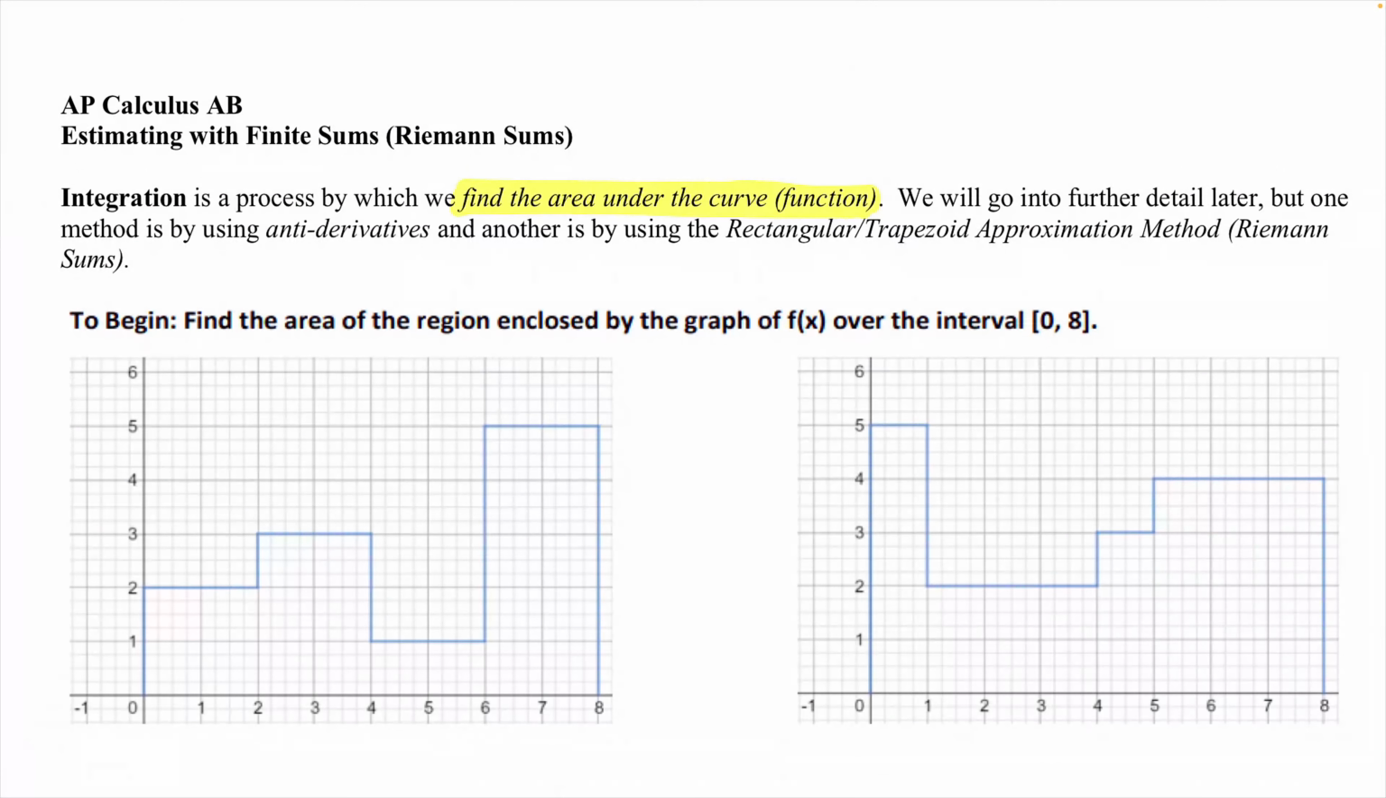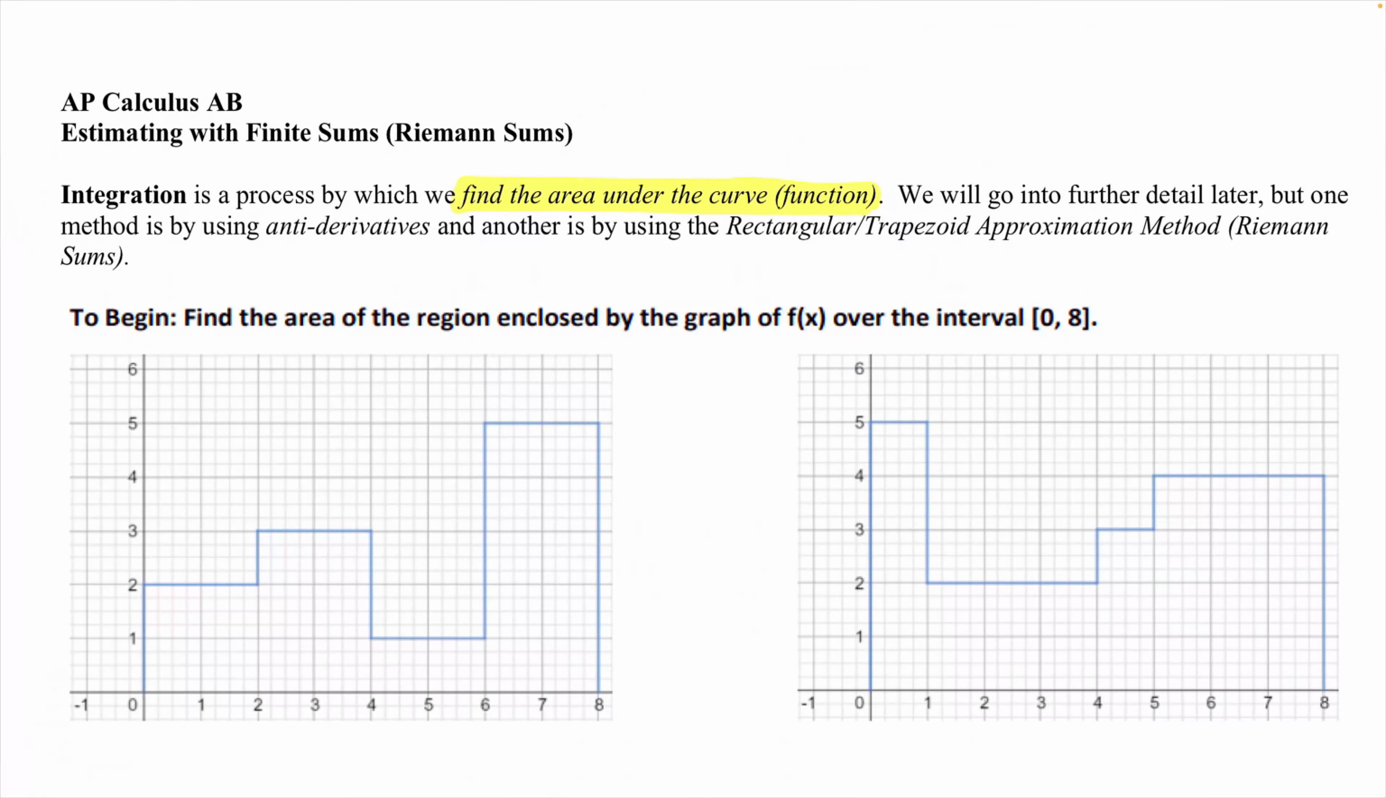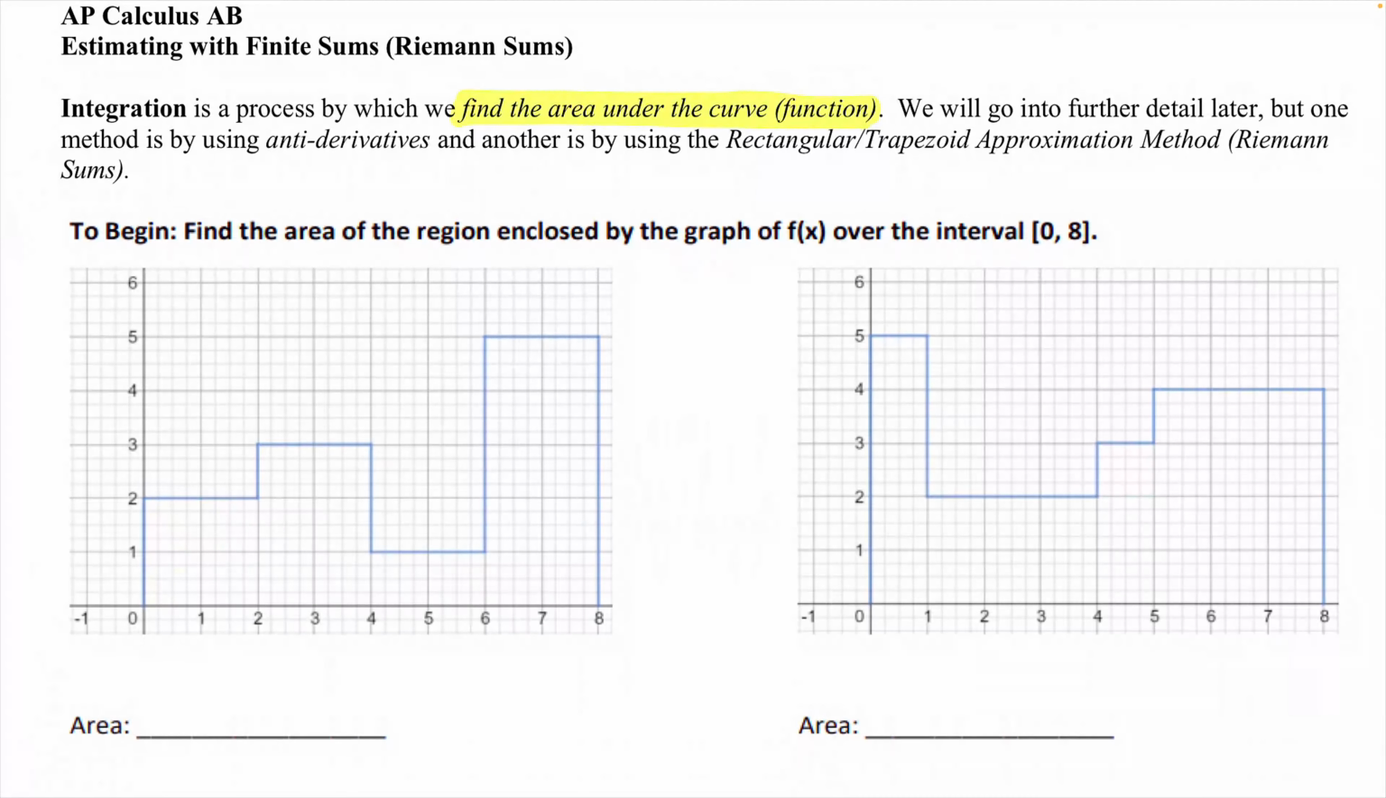So we will go into further detail later on, but one method is by using antiderivatives. So you guys already have a little bit. We didn't know what integration was, but you know how to find the integral by using antiderivatives. Today we're going to use another method. It's called rectangular, or sometimes we use trapezoid approximation method. Approximation means we come as close to the answer. It's an estimation, right? So this one's probably the easiest method, but it's an estimate, so it's not the best.